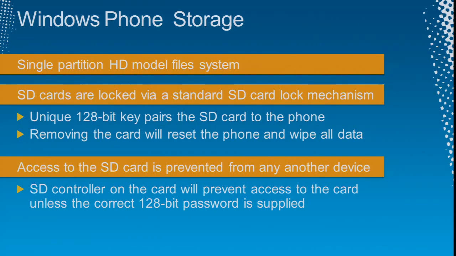So access to this card is prevented from any other device. Once you've removed this card, not only does it render the device inoperable with that card, you have to restart the device, and it will have to reset. But also that card is not going to be readable by any other device that doesn't have that 128-bit pair. So you've secured it from not only being unable to run on any other device, but you've also secured it from being plugged in somewhere else and the information read. So this is how we secure our storage in Windows Phone, and that's about enough of that. Any questions on the storage piece?